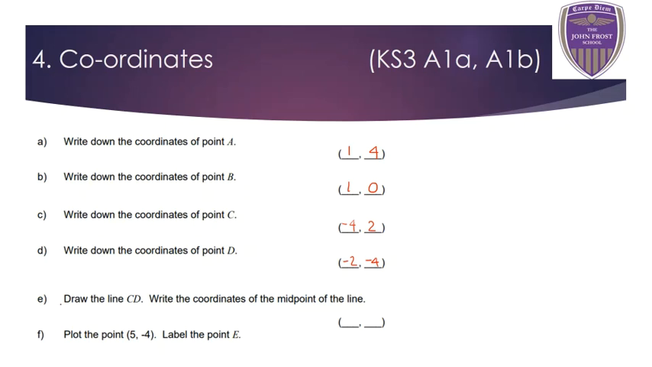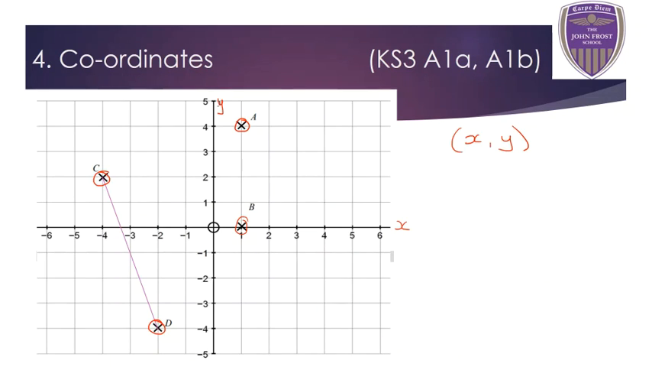Right, question E says, draw the line CD and write the coordinates of the midpoint of the line. So it tells you to draw the line, okay? So that's what you have to do. Don't just guess what the midpoint is going to be. Draw the actual line, all right? So I've pre-done this on here because it's quite difficult when recording the video to draw a straight line. So this is the straight line, just using a ruler from C to D. That's what the line CD means, just from C to D. Okay, so if I said draw the line AD, you would draw a line from A to D, and so on.